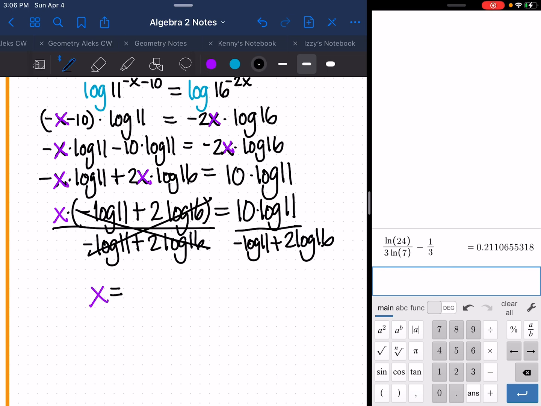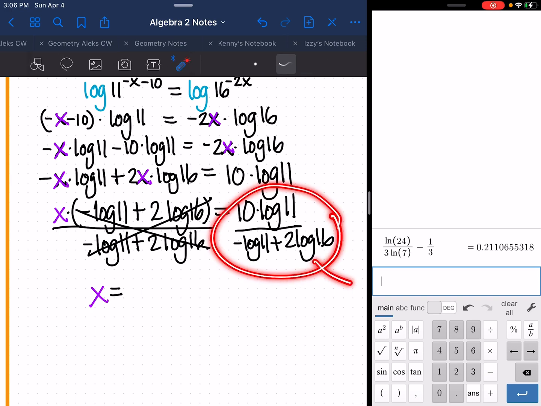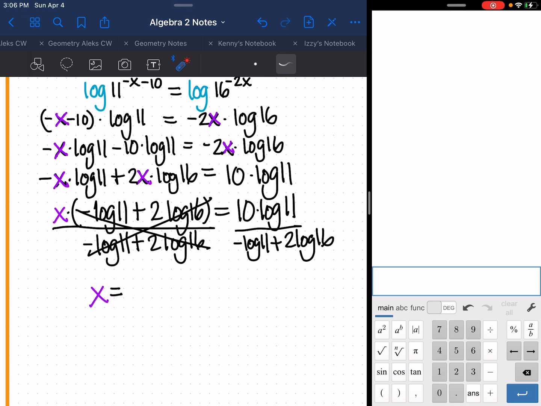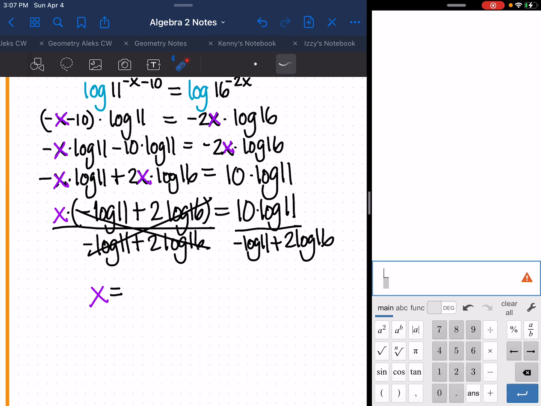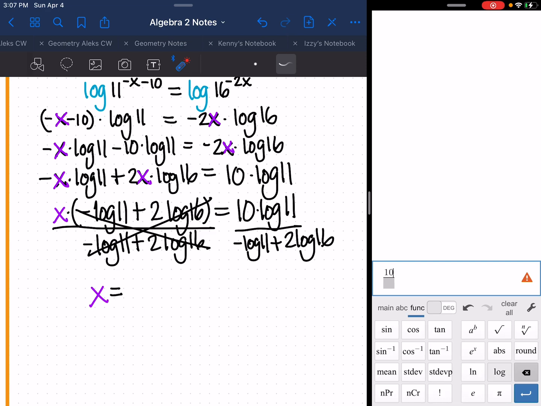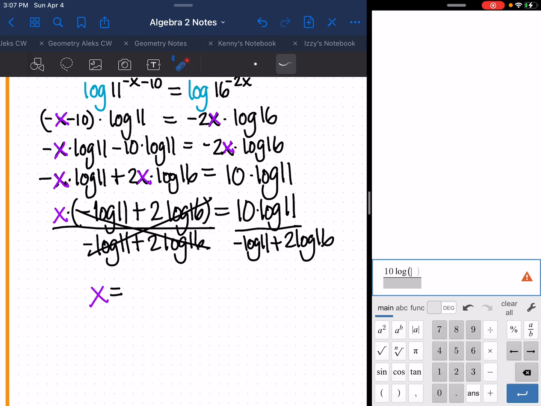And now this right here is going to go into my calculator. So let me go ahead and clear this. Here we go. Just be careful. A piece of paper is going to help you a bunch. I've already messed up, you guys. Oh my gosh, I should have put the 10 first. There we go. Log 11. There we go.